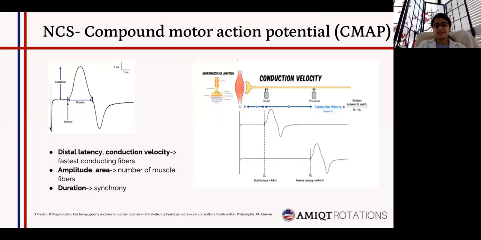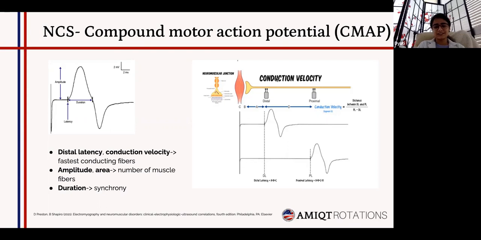So this is what a normal compound motor action potential looks like. And we are basically concerned with these 5 parameters, and all of them are quite straightforward to measure, as you can see here, except for the conduction velocity.